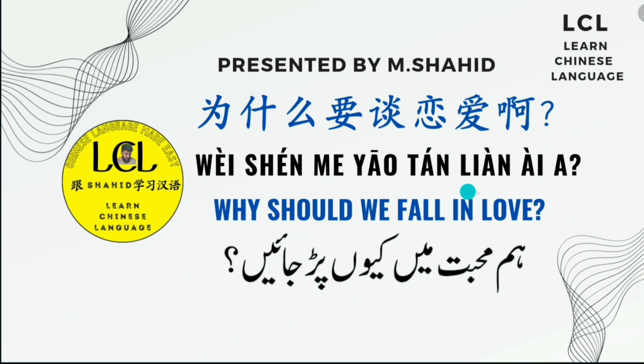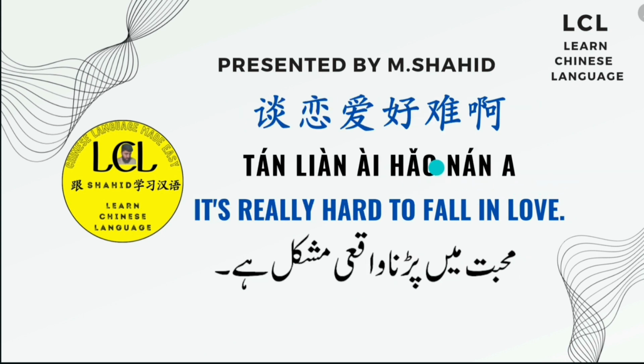为什么要谈恋爱啊? The next sentence is 谈恋爱好难啊. 谈恋爱好难啊. It's really hard to fall in love. मोहब्बत में पड़ना वाकई मुश्किल है. 谈恋爱, having a love affair. 好难, really difficult. Nan means difficult or hard. So 好难, really difficult. Okay.